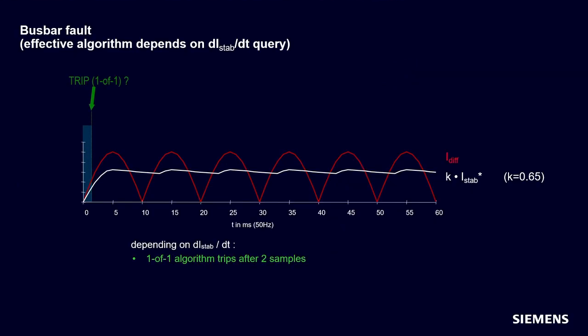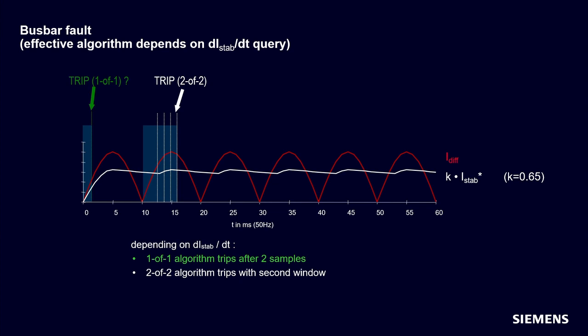We will trip according to the 2 out of 2 algorithm. For the 2 out of 2 algorithm, we have learned one threshold exceeding is enough. We have this measurement window after 8 milliseconds, and then we have a measuring window of 6 milliseconds once again. Within this measurement window, we have to reach 4 threshold exceedings. Let's have a look. So 4 threshold exceedings, okay. We will trip here according to the 2 out of 2 algorithm.